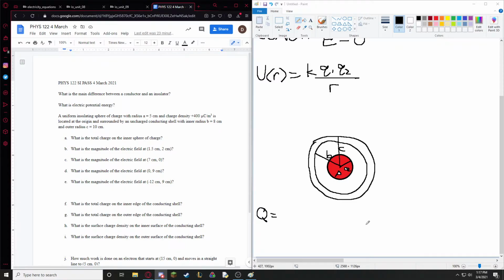You do rho times volume. Yep. So we have our charge density rho times the volume, and the volume of our sphere is what? What's the formula for the volume of the sphere? 4/3 pi r cubed. Yep, exactly. In this case, r is a, so it's 4/3 rho pi a cubed, and we're going to plug in the numbers. Did anyone get a value for this?